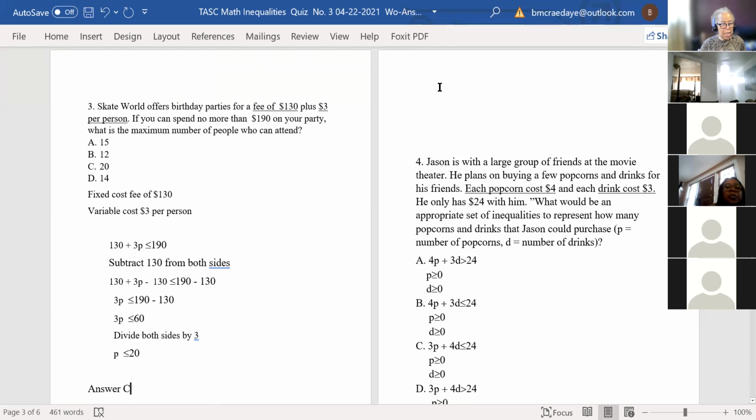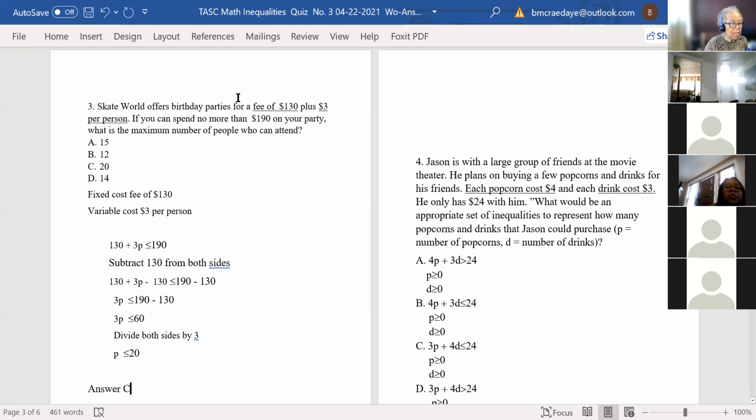Questions on number 3? A combination, just like one we had earlier. Yes, Mercedes. I'm sorry, I don't understand the subtraction part. That's okay, no problem. Okay, let's go back here.